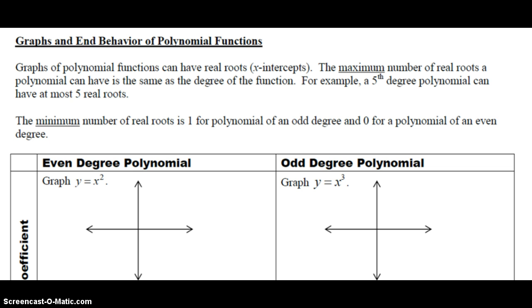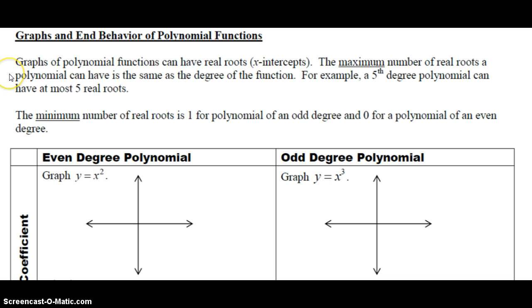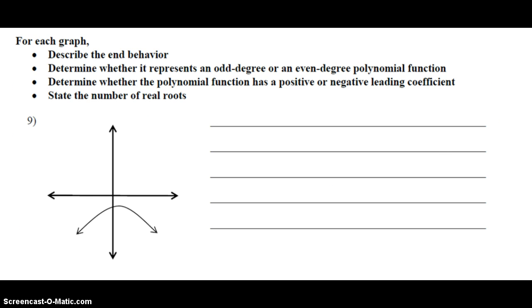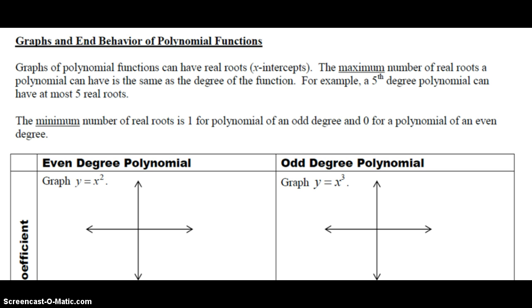And graphs of polynomial functions can have real roots, or x-intercepts. The maximum number of real roots a polynomial can have is the same as the degree of the function. The maximum number of x-intercepts that a fifth degree polynomial can have is 5. The minimum number of real roots, or x-intercepts, that a polynomial can have is 1 for a polynomial of odd degree and 0 for a polynomial of even degree.